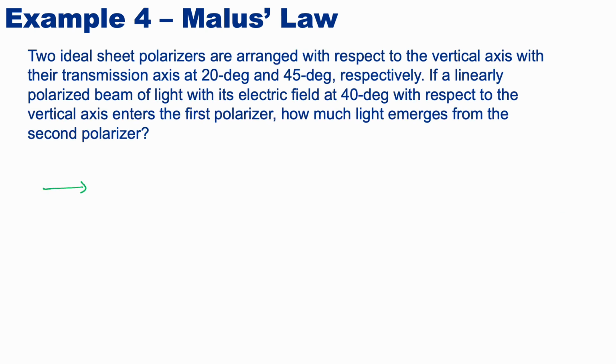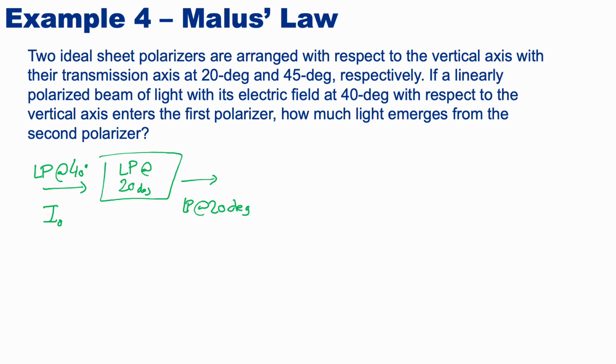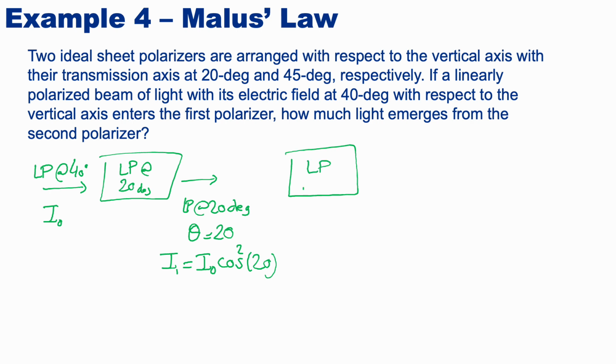The last example is when you have linearly polarized light at 40 degrees with respect to the vertical with an initial output, and then you have a linear polarizer set up at 20 degrees. So here you're gonna have a linear polarizer whose transmission axis is at 20. The angle between the polarizer and the input light is 20. So here your intensity is gonna be your initial one times cosine squared of 20 degrees. And now that goes to a second linear polarizer where the transmission axis is set at 45 degrees. So at the output, you're gonna have linearly polarized light at 45 degrees.